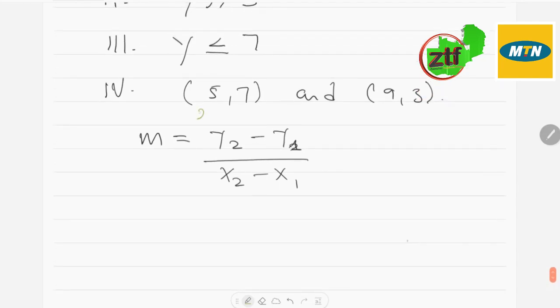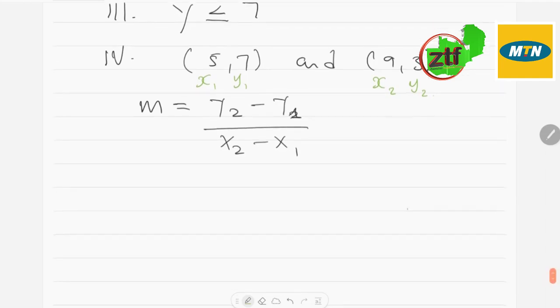So if we let this be x1, then this will be y1, and the other point will be x2, and this will be y2. So we have (5, 7) as point number 1, implying that the coordinates will have x as x1, y1, the coordinate of y on that point, and then on the next point, which is point number 2, we'll have 9, which is the x coordinate, as x2.